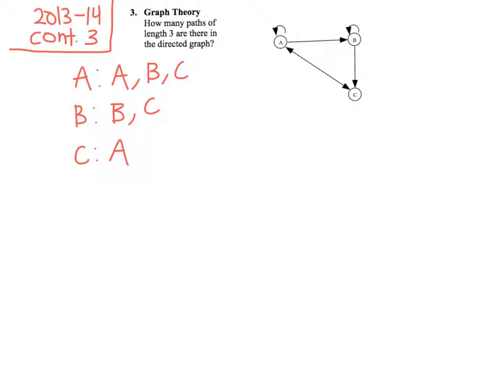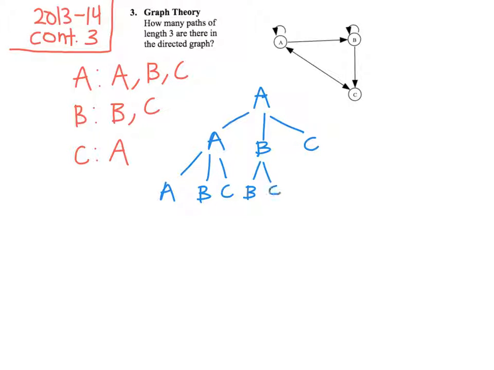Okay, so now I'm going to start making the tree. You can pick to start with any node you want. So I'm going to start with A, and I'm going to write out where A goes to. A goes to A, B, and C. Now I'm going to do it again. A goes to A, B, C. B goes to B and C, and C goes to A.